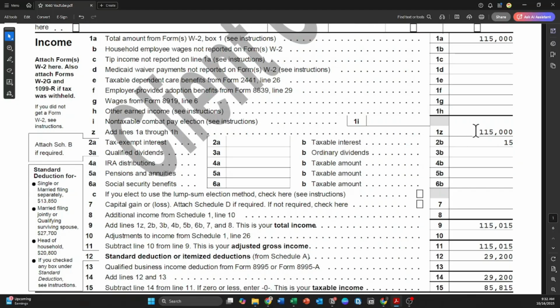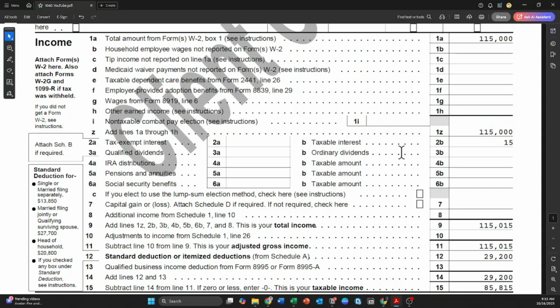So then we can see this next line, 1z, is just a total of all these lines from this section, this one right here. That's just totaled up. So it's $115,000 that they earn from the W-2 wages. And then we get into interest, dividends, retirement distributions, pensions and annuities, Social Security benefits, and things like that.